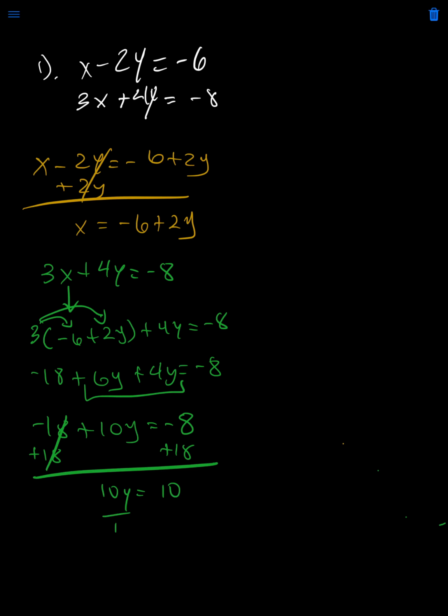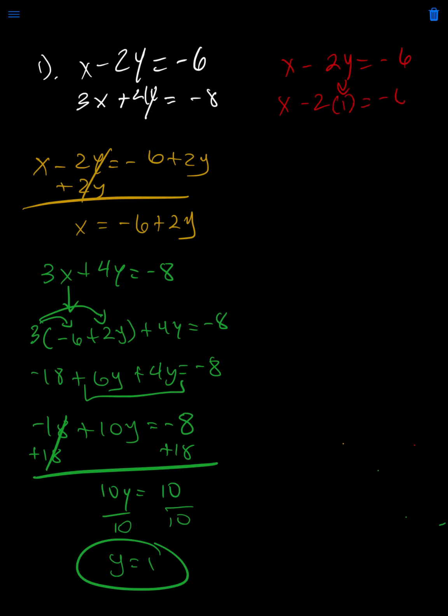I'm going to add 18 to both sides. So 10y equals 10. Now I'm going to divide both sides by 10. So y equals 1. So I found my first solution. Since y equals 1, I can take that and go back to x minus 2y equals negative 6, and replace the y with 1.